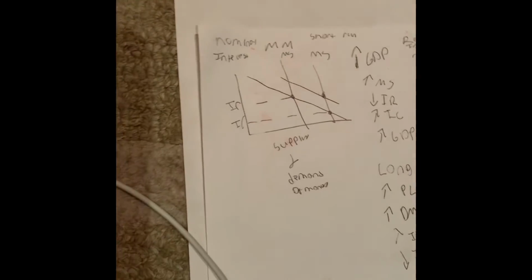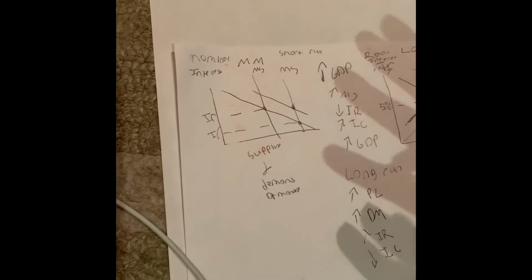We're just going to shift this down, which is going to lower interest rates, which in the short run is going to increase GDP, consumer spending, and investment spending, and lower the interest rate. But that's just in the short run, and that really goes against the quantity theory of money. But that's just short run.